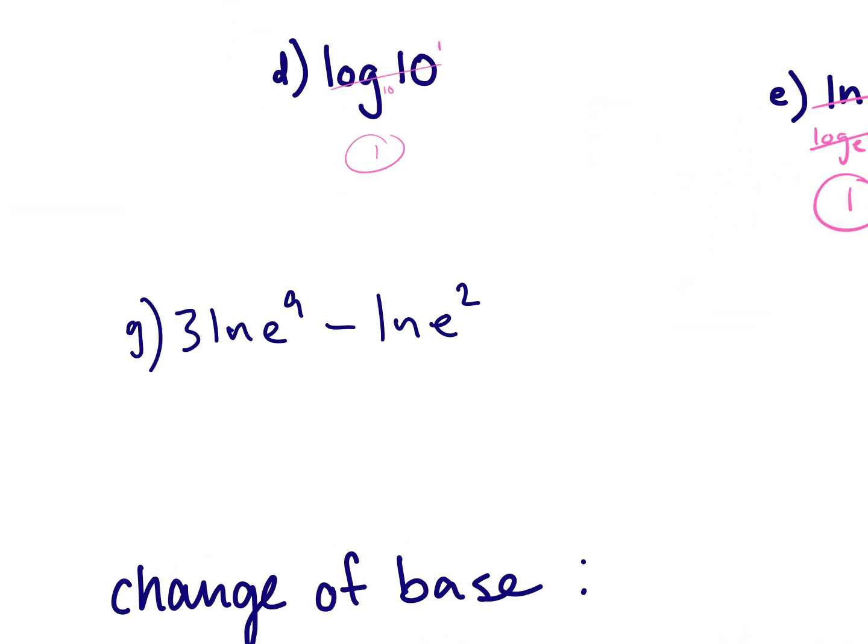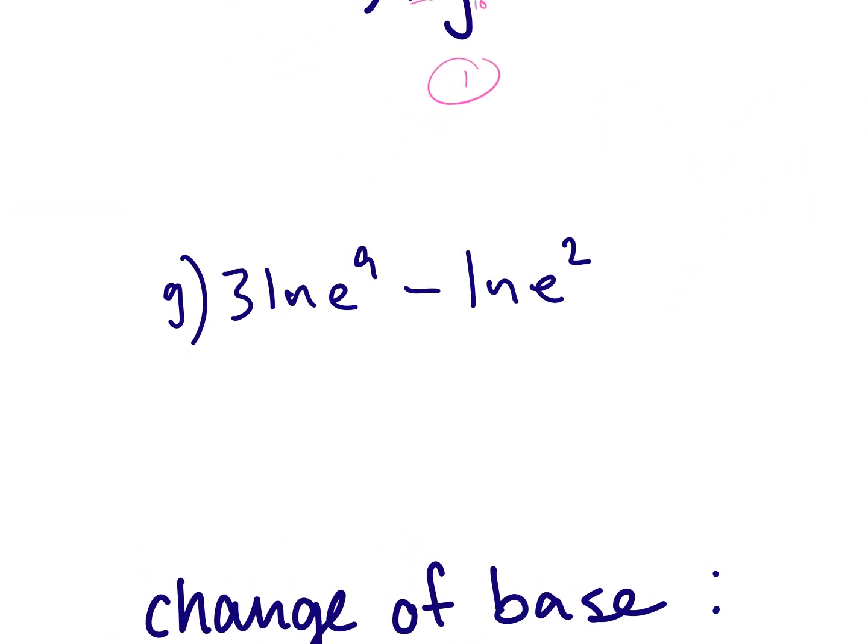Let's do G also. So here we can move the 9 to the front. So we have 9 times 3. So this would be 27 out front. What happens to ln of e? It'd just be 1. It cancels there. Minus ln of e is going to cancel here, so we're just left with 2. So 27 minus 2 is 25.